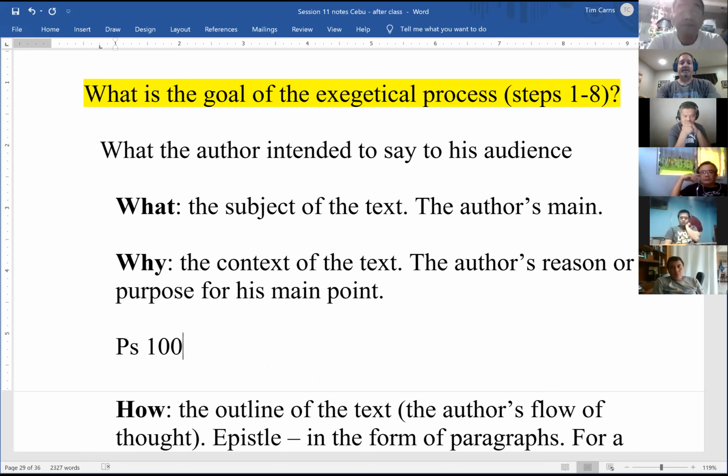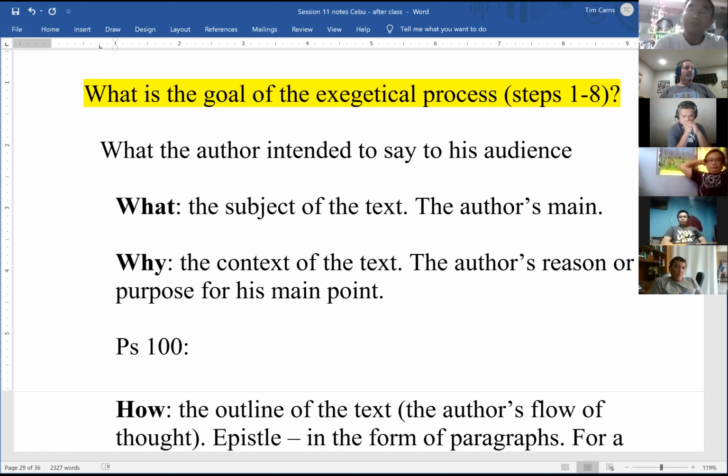Sometimes that gives, for example, Psalm 100. It's this: shout joyfully to the Lord all the earth, serve the Lord with gladness, come before him with joyful singing, know that the Lord himself is God. It is he who has made us, not we ourselves. So that's Psalm 100. It's this psalm of exuberance. We would say the what is give God exuberant praise.